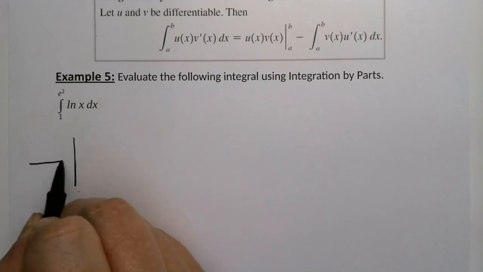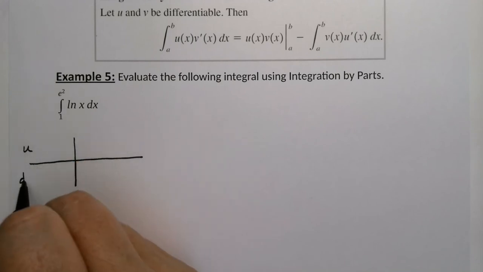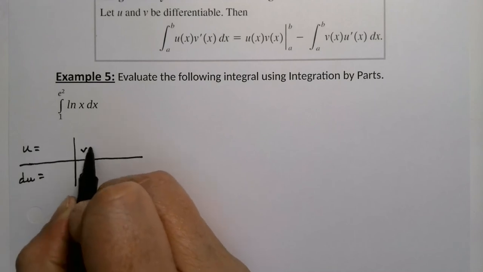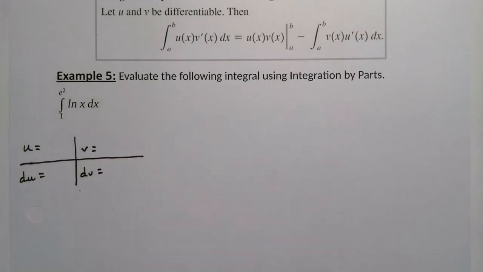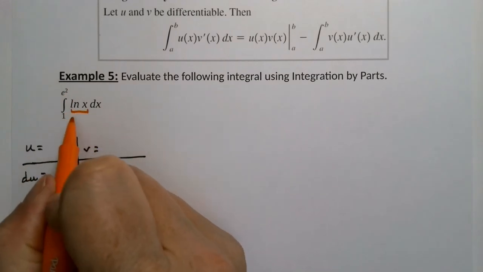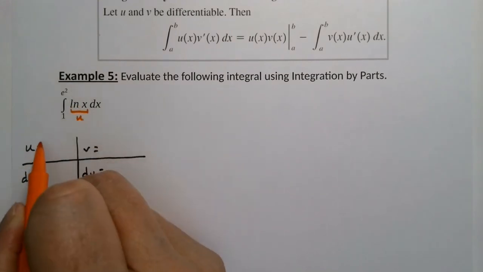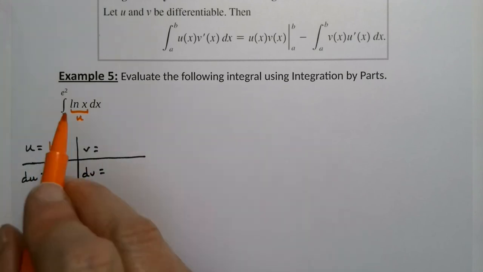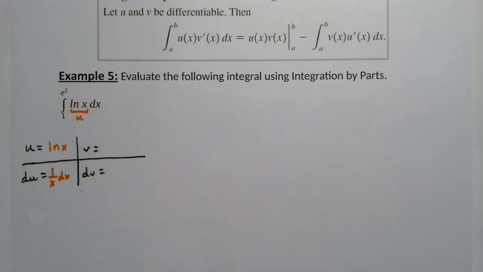Because when you think about it, we don't have an integral for the natural log of x. We know the integral of 1 over x is natural log of x, but we don't have an integral for it. So we have u, du, dv, and v. Now u would be the natural log of x because I know what the derivative of that is, and I also remember LIPET, and logarithms were right at the front. So I would choose u to be the natural log of x. And then du would be 1 over x dx.